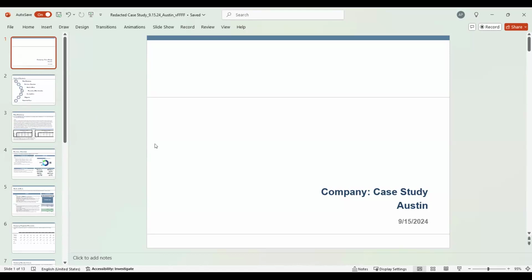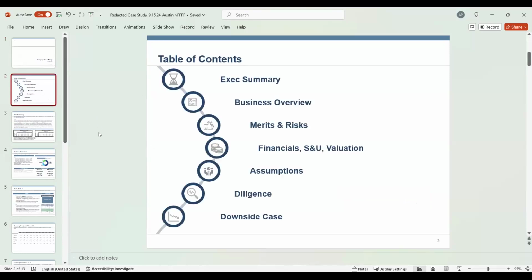So thanks, Brian. Okay, so start with the table of contents here. You can see a lot of similar content to the Forma Futures template that we just walked through. Again, start with the executive summary, super important. Go to business overview. It's the 4-quadrant setup that was in the template. Merits and risks, again, super important, should be up towards the front of your deck.